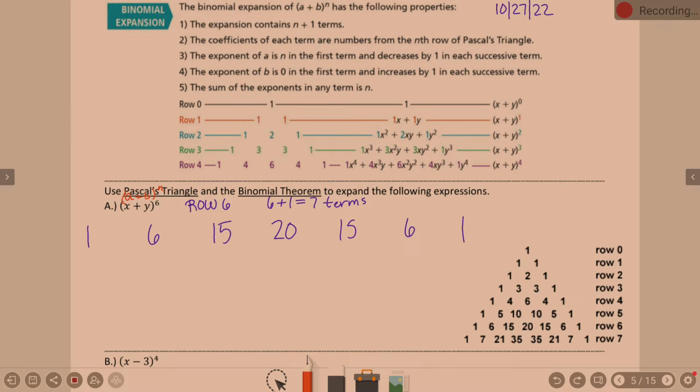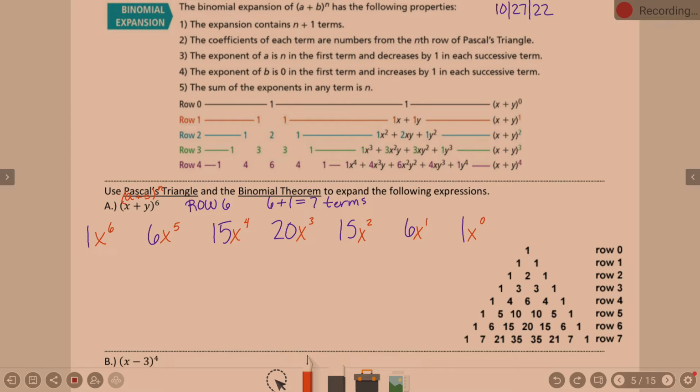My high power here in this problem is 6. So next to the 1, I'm going to have x to the 6th. Next, in the second gap, so next to 6, I'm going to have x to the 5th. We're decreasing. After 15, I'm going to have x to the 4th. X to the 3rd. X to the 2nd. X to the 1st. And what should you be ending on? X to the 0. We'll talk about what x to the 0 is in a moment. So that is point 3. You start with the first piece, decrease your exponents.